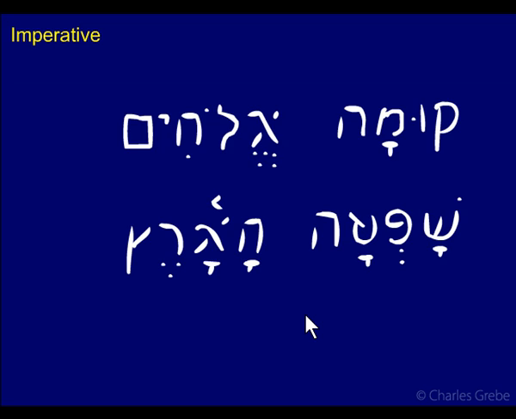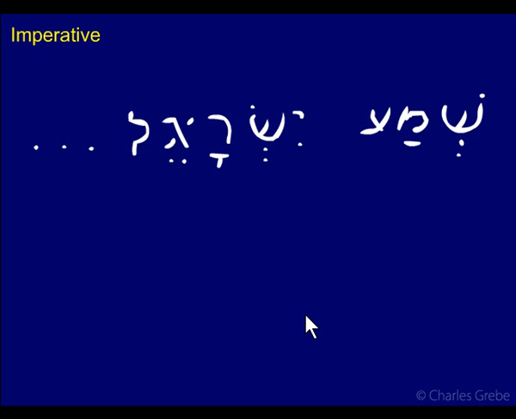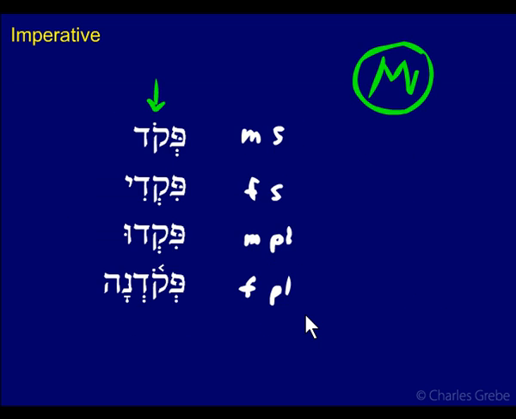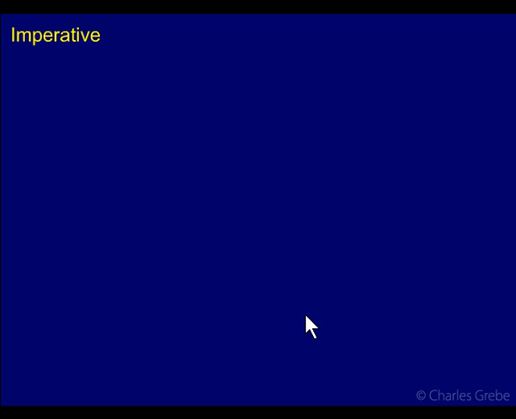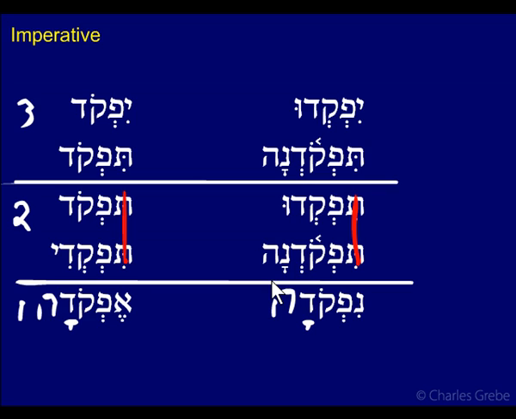So those are imperatives, second person volitionals, and they come from the imperfects. Let's look at this one. You strip off the first part, the prefix. We're going to have to change this because we have two shevas together, this one and this one, so this will become a hiriq, and those are our forms. Pikod, pikti, piktu, pikodna. And then we also have the long form where we add an a at the end, just like we do with the cohortative.